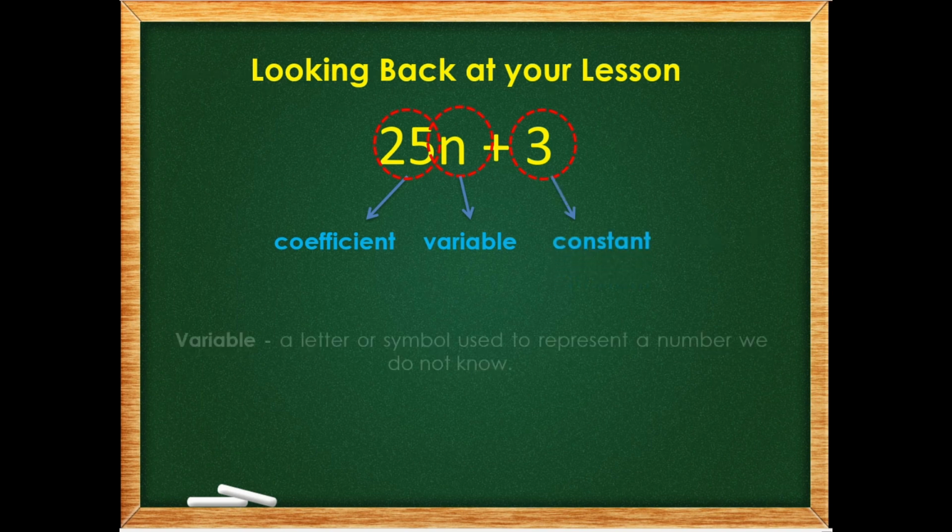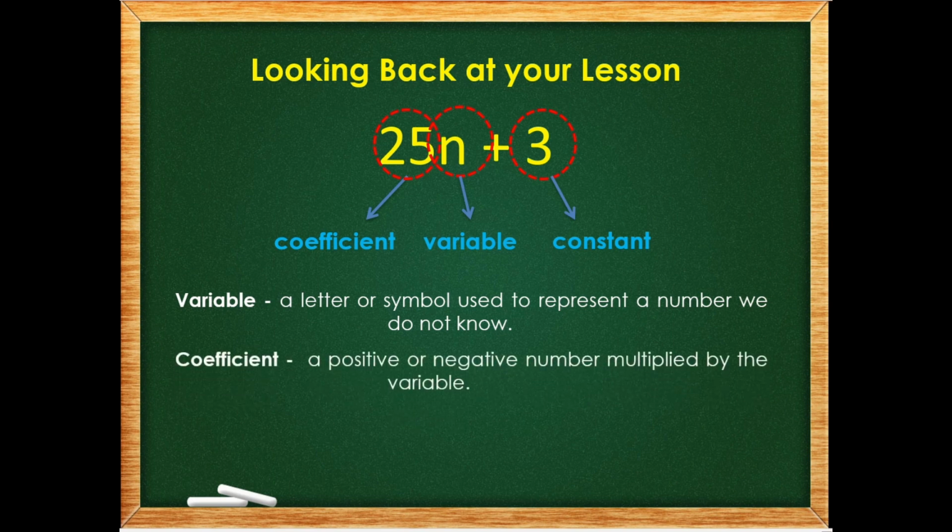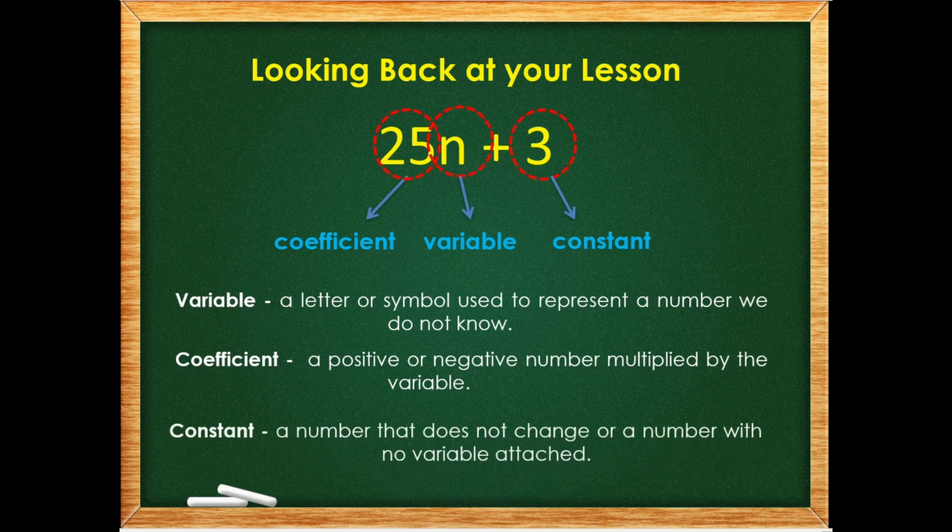Now let's define each. Variable is a letter or symbol used to represent a number we do not know. Commonly used variables are n, x, and y. But take note, we can use any letter from the alphabet as our variable. Next, coefficient. Coefficient is a positive or negative number multiplied by a variable. And a constant is a number that does not change, or a number with no variable attached.